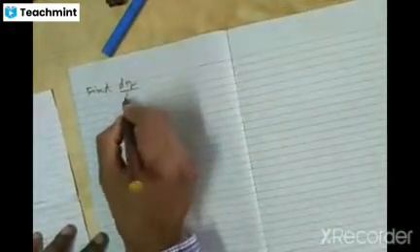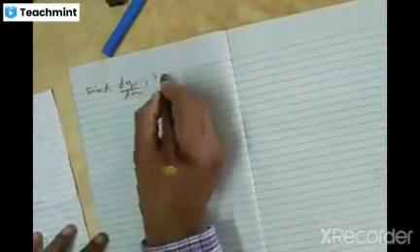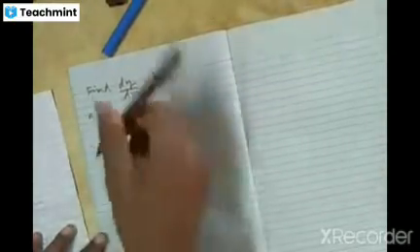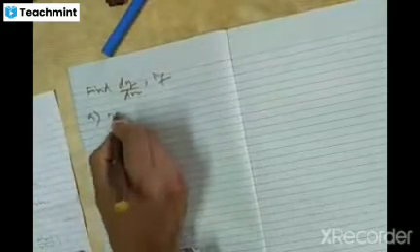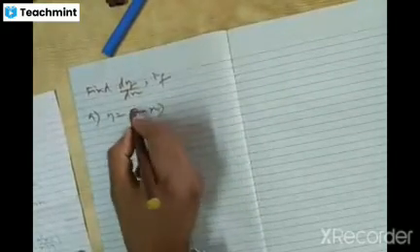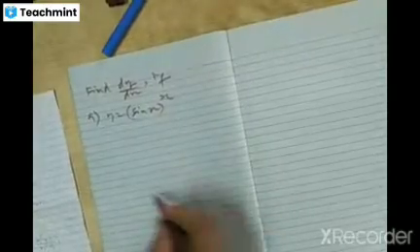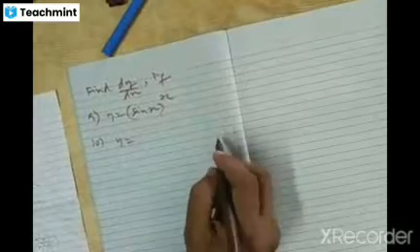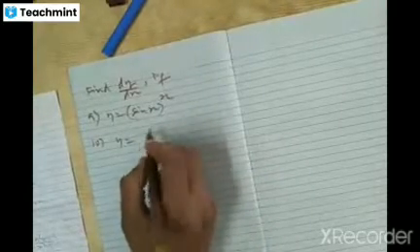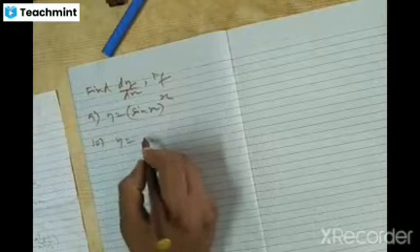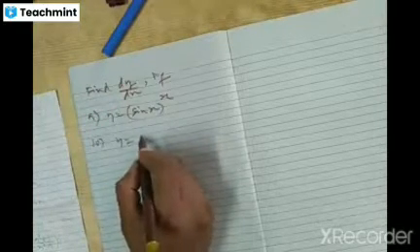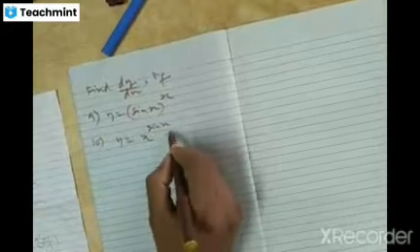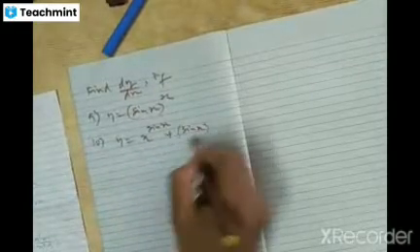I will continue the problem number 9. Find dy by dx if, problem number 9, if y is equal to sin x whole power x, okay. 10th, you have to find dy by dx if y is equal to x power sin x plus sin x whole power cos x.